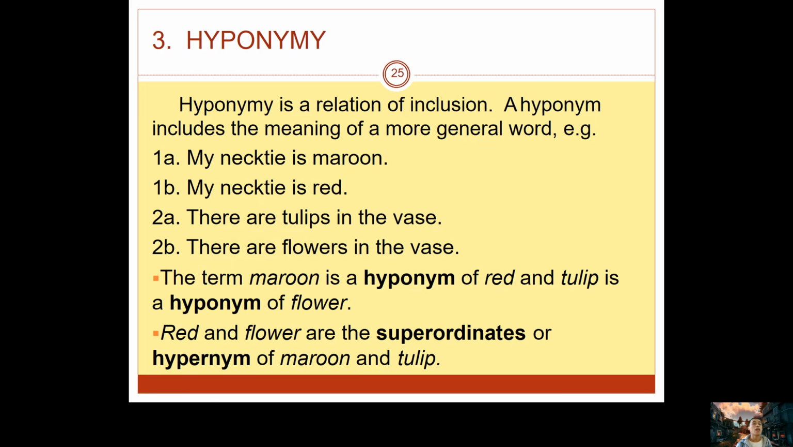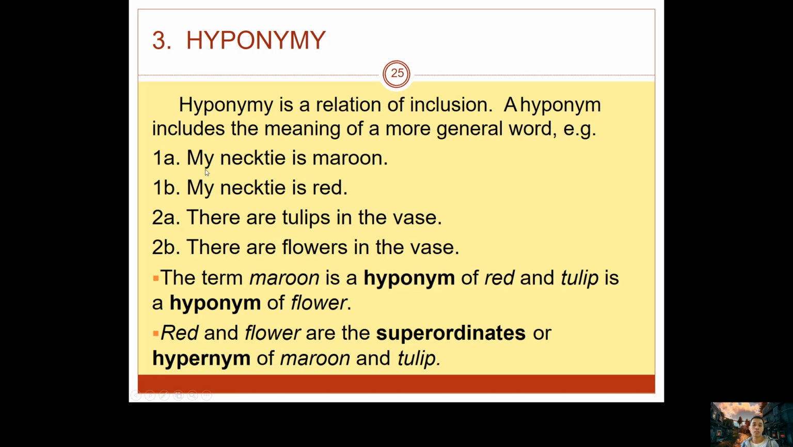Okay. This is the last topic, about hyponym. Hyponym is a relation of inclusion. A hyponym includes the meaning of a more general word.